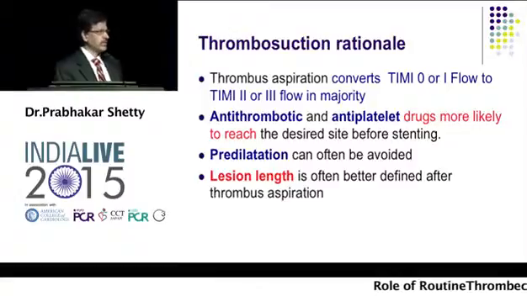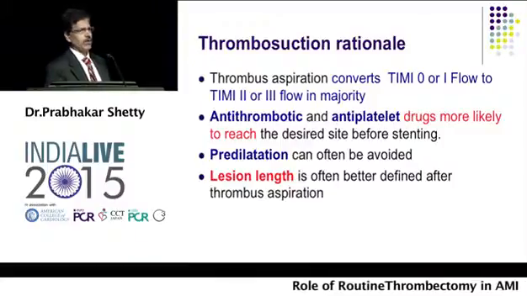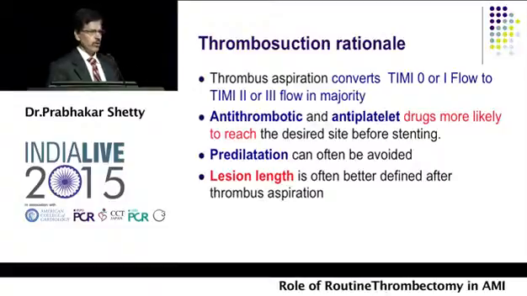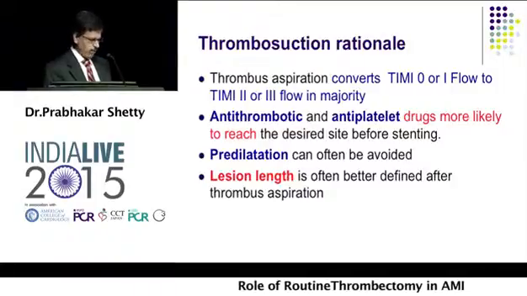Thrombus aspiration converts TIMI 0 or 1 flow to TIMI 2 or 3 flow in the majority of patients. And it helps in delivering the antithrombotic and antiplatelet drugs to the desired site, that is distal to the thrombotic occlusion. So pre-dilatation can often be avoided, and the lesion's length is often better defined after thrombus aspiration.